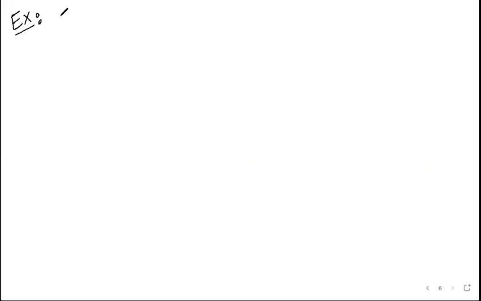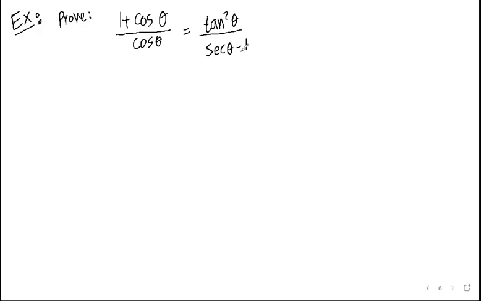Proof: 1 plus cosine of theta over cosine of theta equals tan square of theta over secant theta minus 1. How can I prove this one? Any idea?